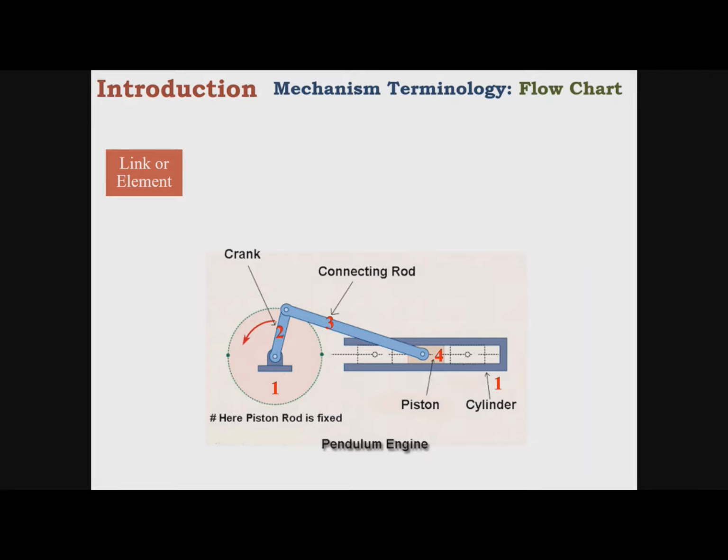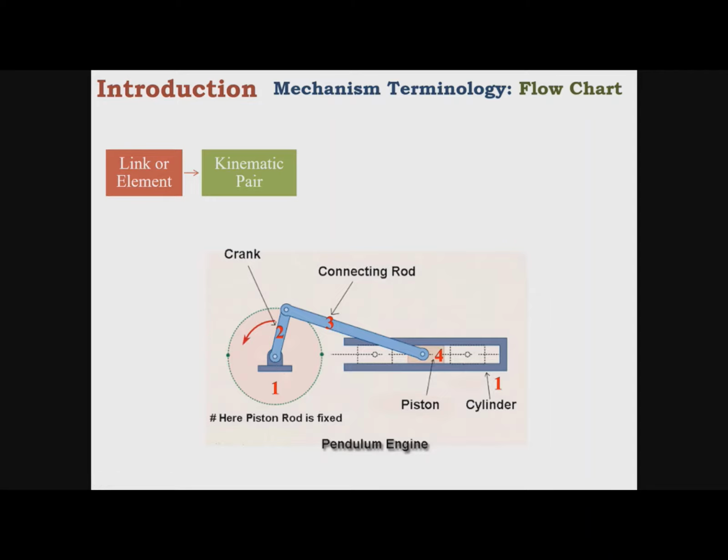These links are connected by means of joints to form a kinematic pair. For example, link 1 and 2 are connected by means of a revolute joint. So link 2 revolves about link 1. Since they have relative motion with respect to one another, they form a kinematic pair.